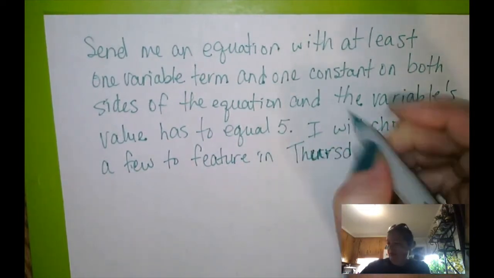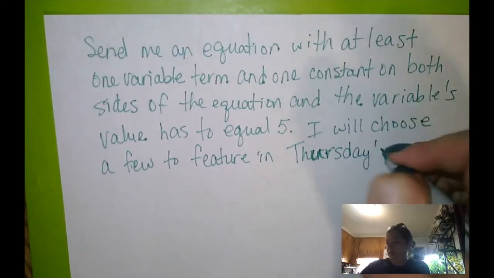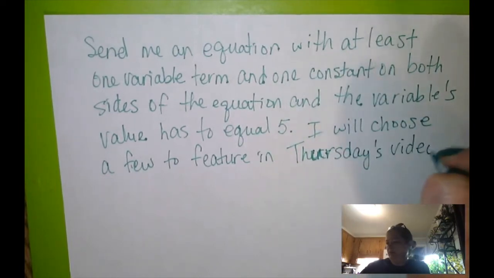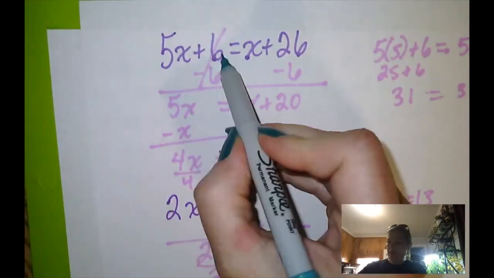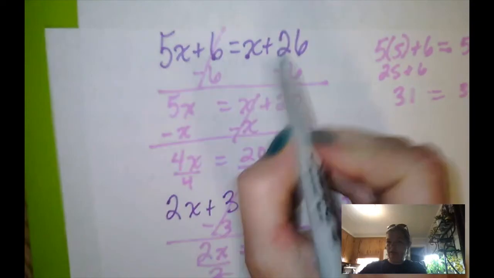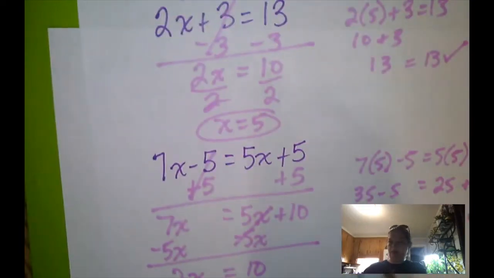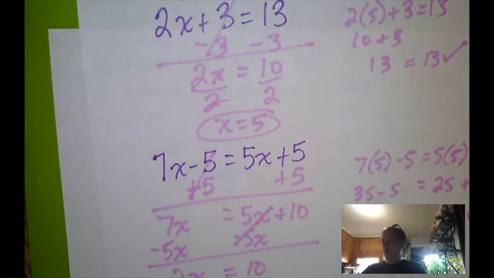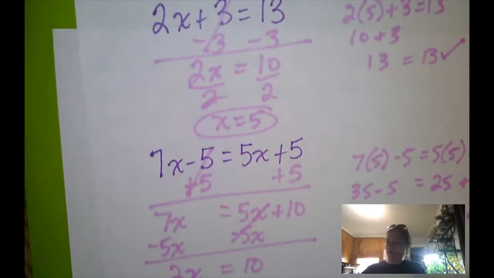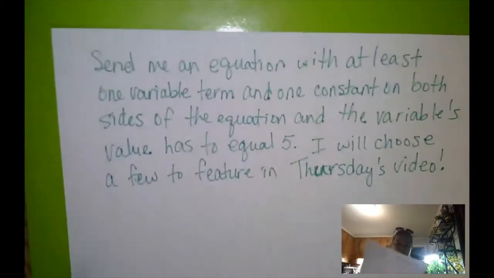I will choose a few to feature in Thursday's video. Send me an equation with at least one variable term and one constant on both sides of the equation, and the variable's value has to equal 5. So, this one, that's a variable term, that's a constant, that's a variable, that's a constant. So that's an example. And then this one at the bottom, this is a variable, this is a constant, that's a variable, that's a constant. Those are two great examples that you can use.